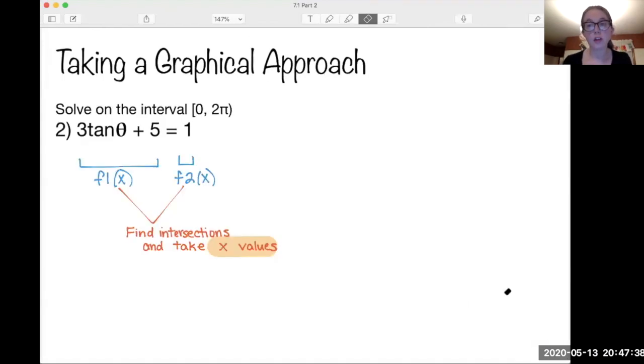When I say take a graphical approach, this is what I mean. I mean that we're going to take the two sides of the equation, the 3 tan theta plus 5 and the 1, and we're going to graph them as two separate functions. You can graph the first half as f1 of x and the second one as f2 of x. It doesn't really matter which one you do. Then you're going to find the intersection points of those two functions, and the x values of those intersections are going to be the angles on 0 to 2 pi, where 3 tan theta plus 5 equals 1.